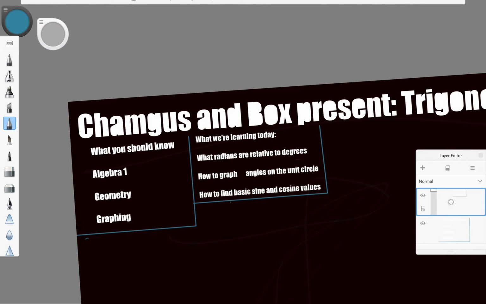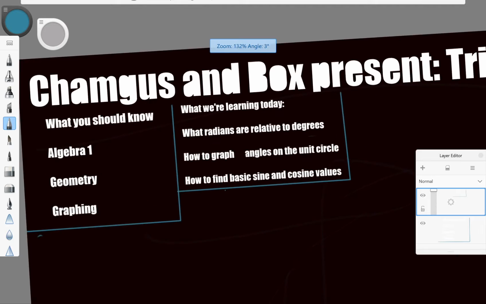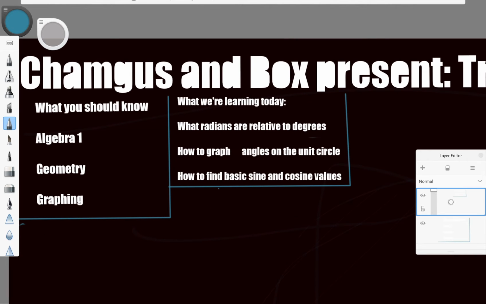Let's go over what you need to know. What you should know: Algebra 1, Geometry and Graphing. You need to know how to graph on the coordinate plane. Pretty simple. You need to know geometric stuff like 30, 60, 90, 45, 45, 90. You need to know Algebra 1, meaning quadratics, and how to find angles and stuff like, well, that's geometry. But yeah. And today, what we're going to be learning is what radians are relative to degrees and how to calculate radians, how to graph angles on the unit circle, and how to find basic sine and cosine values.